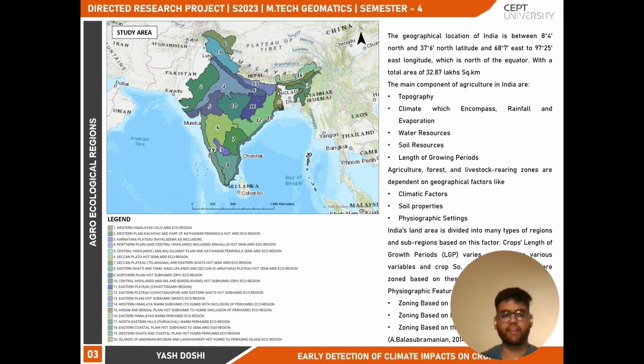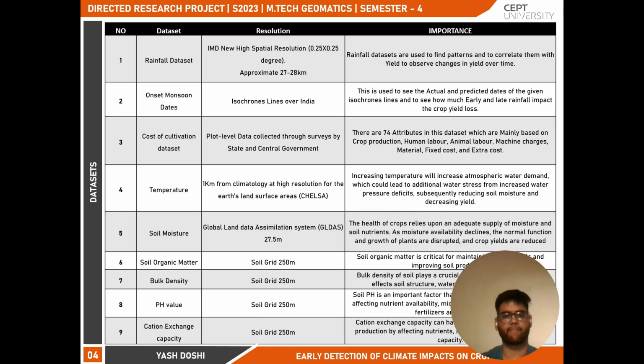So these are the different agroecological regions in India. My study area is all of India. The main components of agriculture are topography, type of soil, soil resources, water resources, and length of growing period of crops, as well as climate factors, soil properties, and physiographic settings. India has been divided into 20 different agroecological regions.